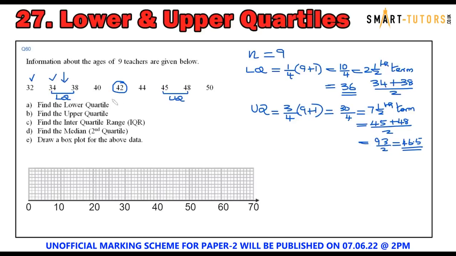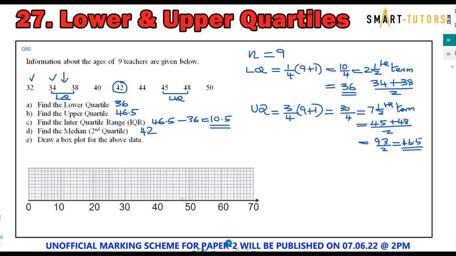Then, the lower quartile we already found is 36. The upper quartile is 46.5, right? And then the IQR is going to be 46.5 minus 36, which is 10.5. So that is the interquartile range, the width of the box plot. The median is the middle number, we already found, is 42, right? And draw the box plot.